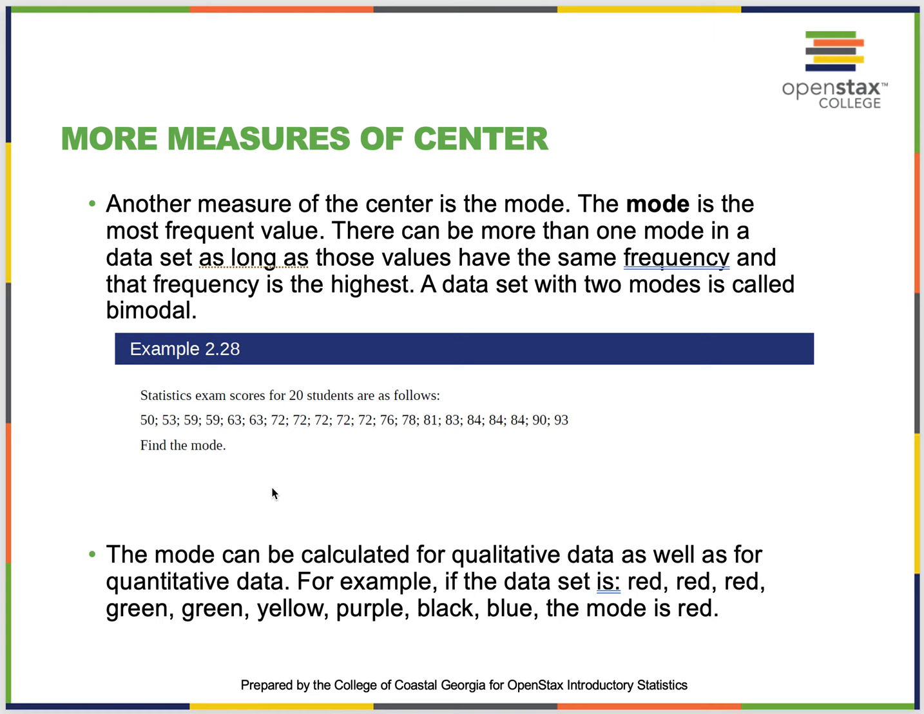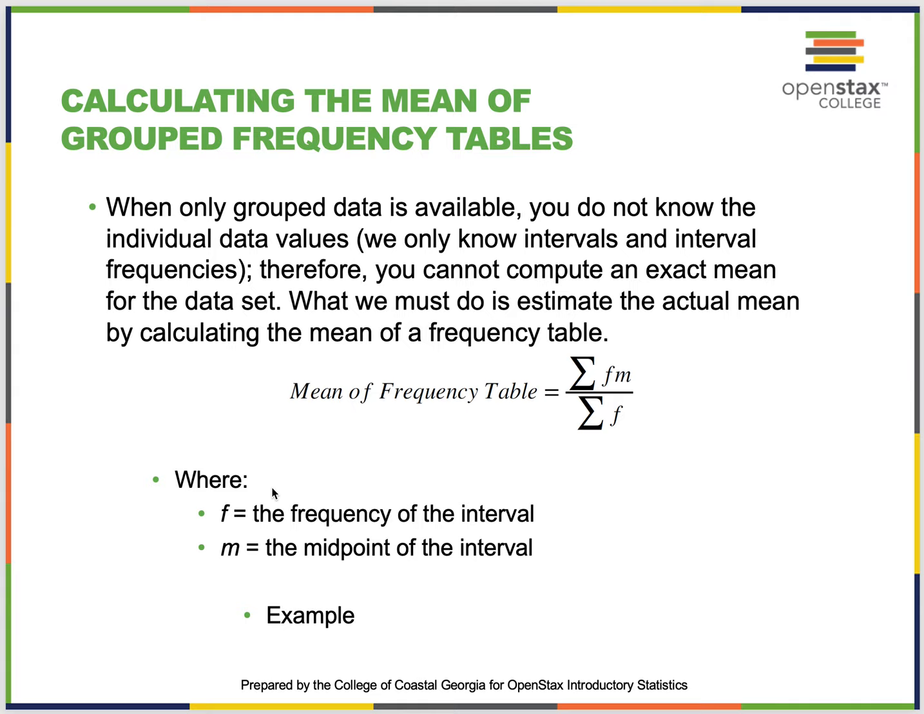Calculating the mean from a frequency table, you look at the frequency and you divide. So here it is: you multiply the midpoint of each interval by its frequency, add them up, and divide by the total frequency.